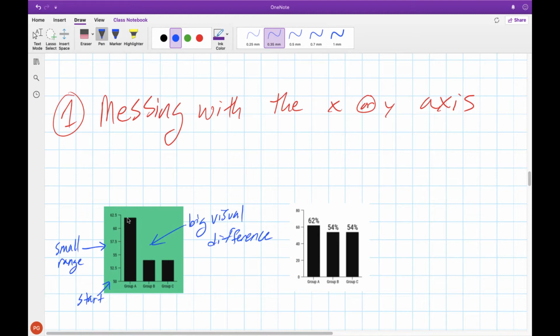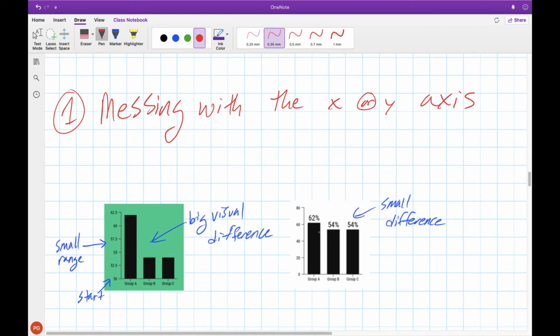It looks like Group A is way bigger than Group B and Group C. That's because we've exaggerated the difference by making our graph a lot smaller, only going from 50 to 62. So we don't start at 0 and we don't go all the way up. Whereas if we look at this graph here, the difference looks very small. And in fact, the difference is quite small. Only an 8% difference over an entire range of about 50 or 60%, there is really only a small difference.